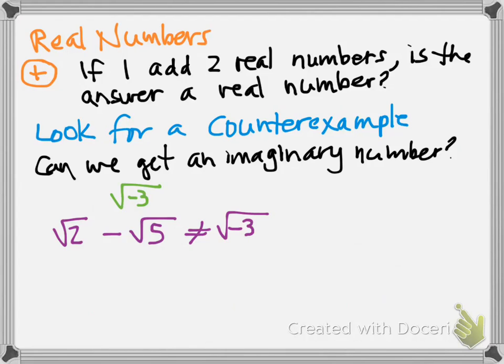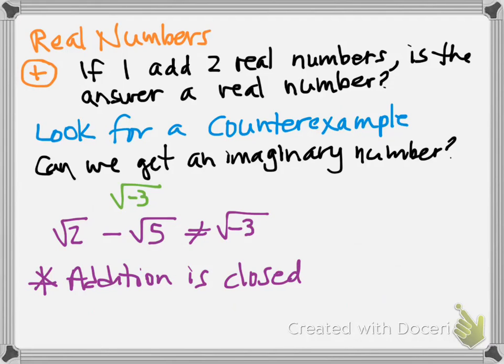So what we say is that addition is closed for real numbers. All real numbers will add to give me real numbers. Okay? All right, let's try subtraction.